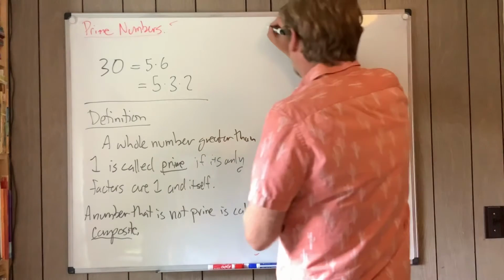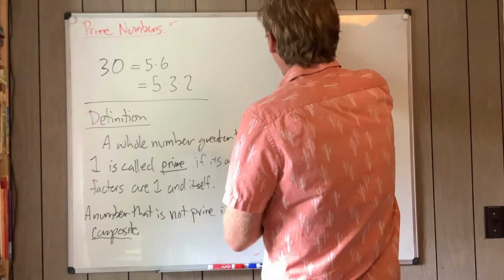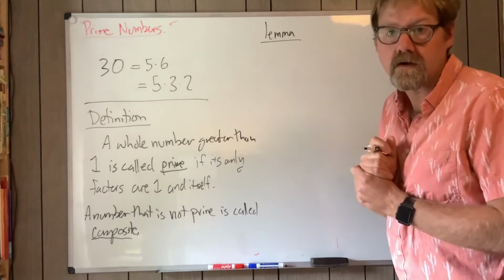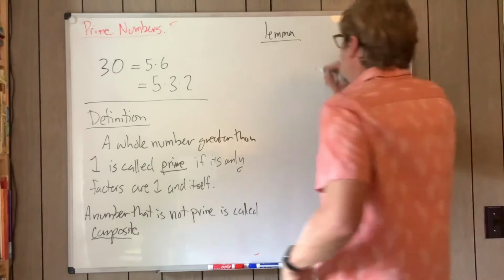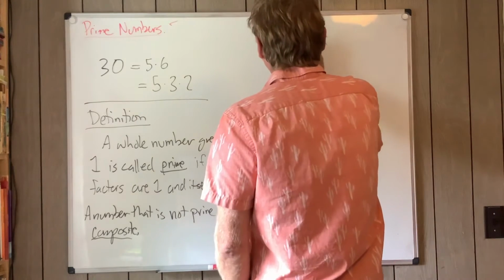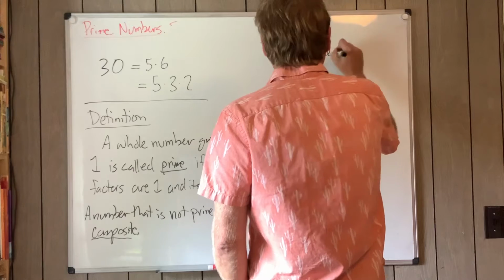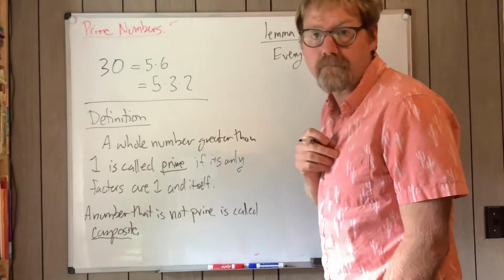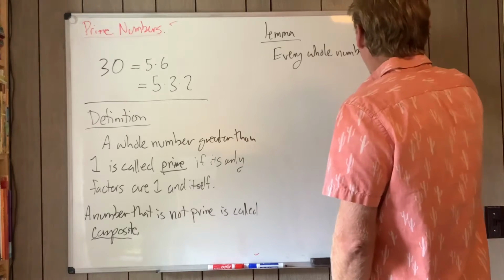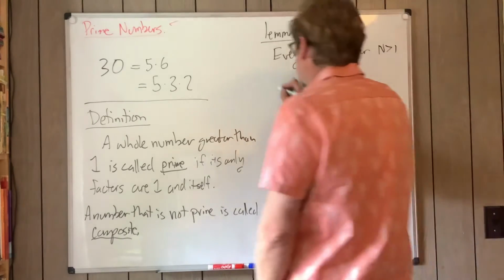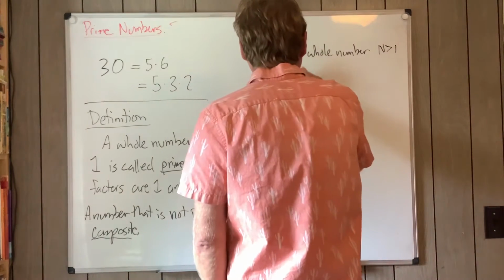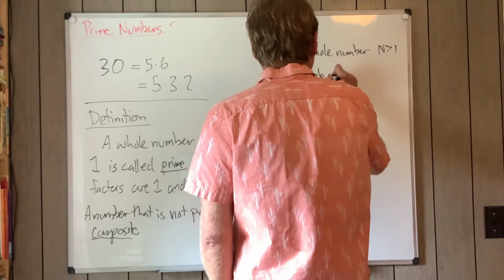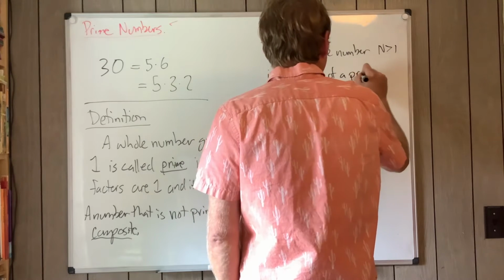So we have a little lemma here. Every whole number n greater than 1 is a multiple of a prime.